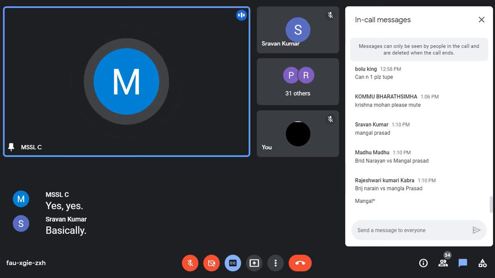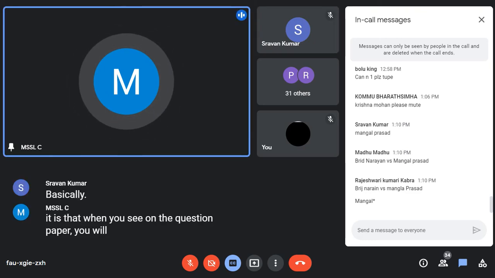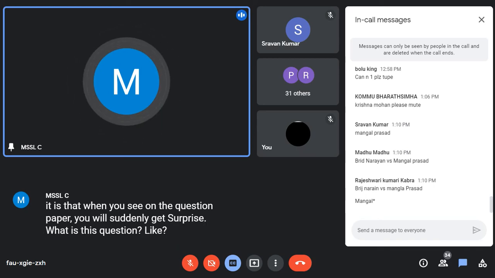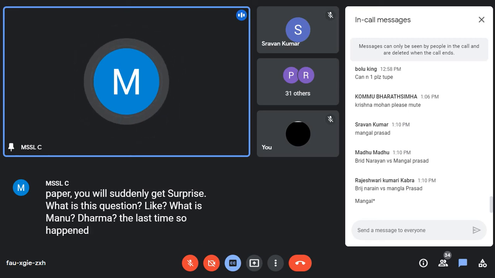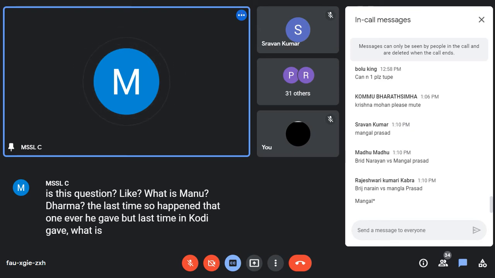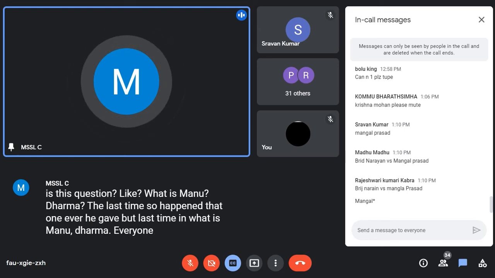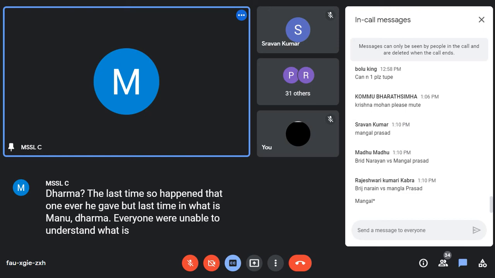When you see the question paper, you will suddenly get surprised: what is this question? He may put, what is Manu Dharma? He never gave it before, but last time in COVID he gave what is Manu Dharma, and everyone was unable to understand it. Please tell me what is Manu Dharma?